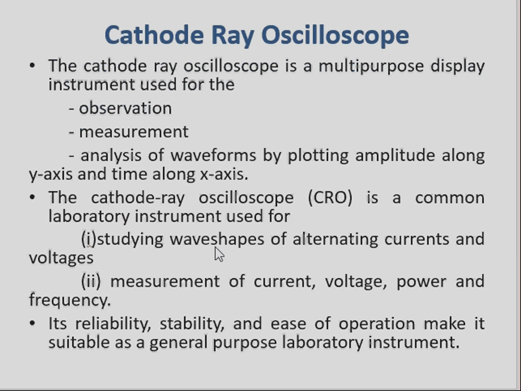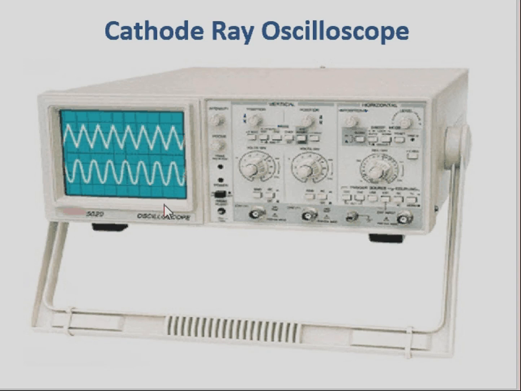And this cathode ray oscilloscope can be used in various laboratories because it gives a reliable as well as stable output, and the operation of the CRO is very simple. So due to its advantages, it is used in most laboratories. And this is the actual CRO. In this you can see a graph, in which the waveform is plotted, and the waveform may be in the form of a square wave, sine wave, rectangular waveform or anything.